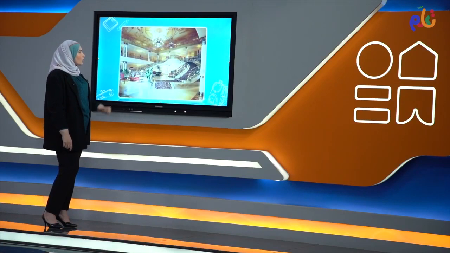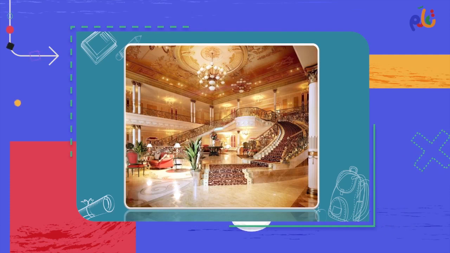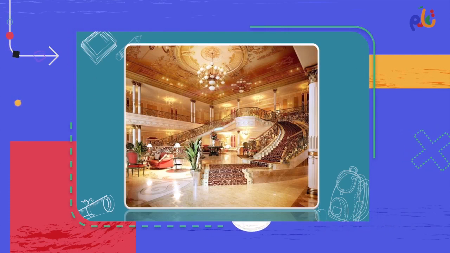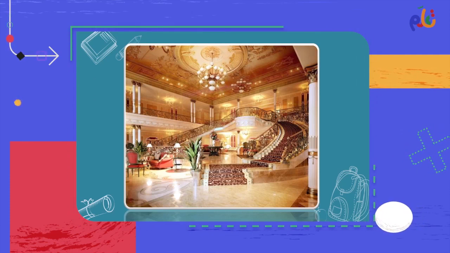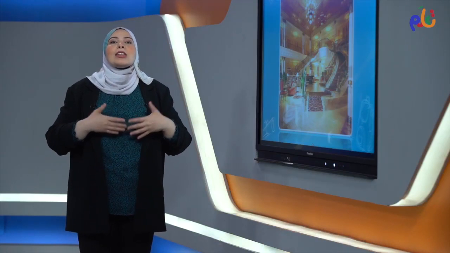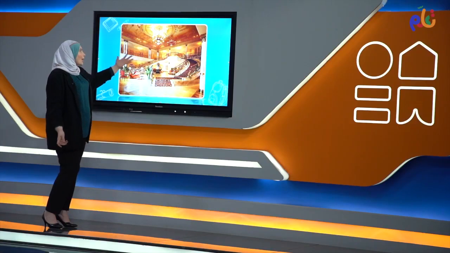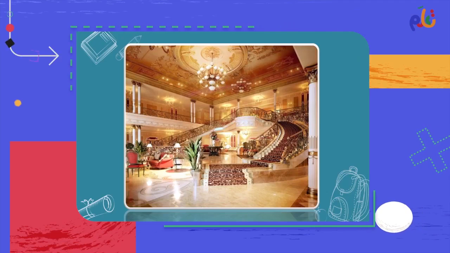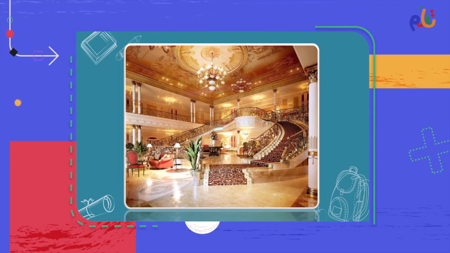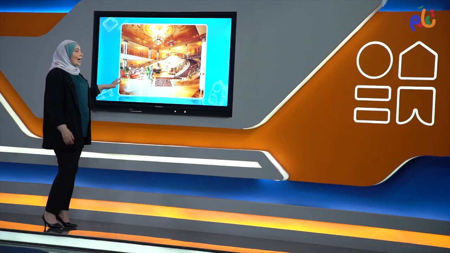Let's look at the next one. How would you describe it? So here we have an adjective which is called luxurious. Luxurious means it has lots of good options that can make me feel rich. So this here is a luxurious house or a luxurious mansion. It has lots of space, so we can say it is spacious.